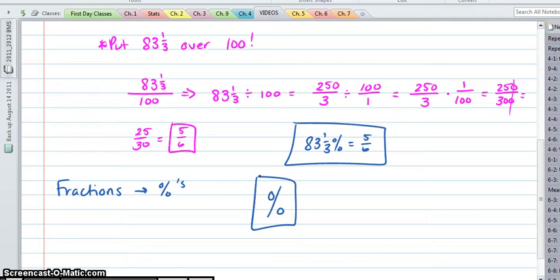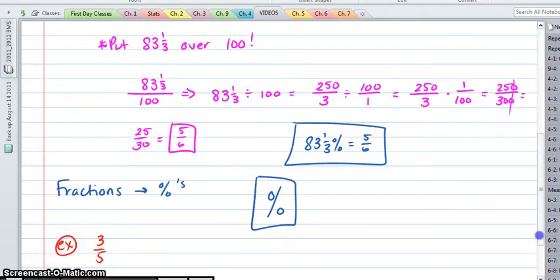Also, before we were going from percents into fractions, so therefore our final answer did not have a percent sign. You really need to make sure that you're labeling everything appropriately. So let's just start with a basic example. Let's say we want to change 3/5 into a percent.